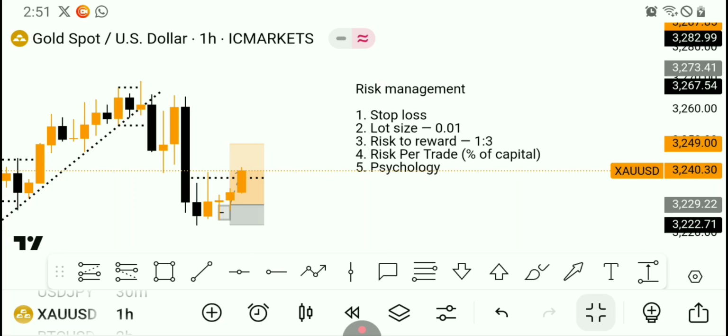I used to see some people blow their account. I'd be like, how do you blow your account? Is it that you don't know risk management or what? I think they don't know risk management.